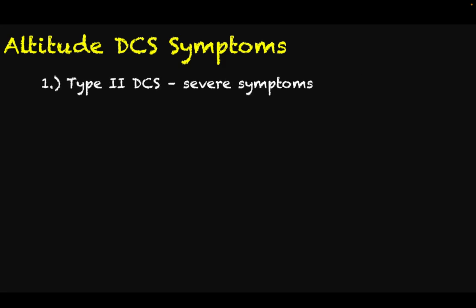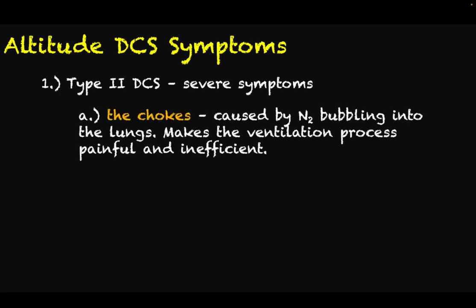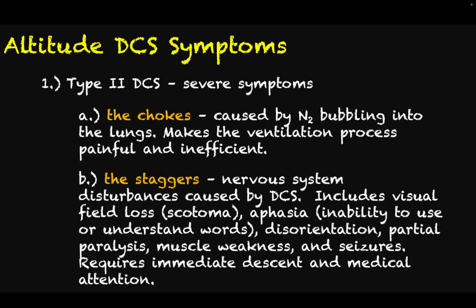The type 2 DCS symptoms, which again are severe and signify a definitive medical emergency, we'll start with the chokes, which is caused by nitrogen bubbling into the lungs. So this is actually going to take up some vital volume space in the lungs, and it's going to make the ventilation process not only painful, but inefficient. So this is going to make breathing very painful and very labored, and as you can imagine, if this continues, this is going to bring hypoxia into the conversation as well, because you're not doing a good job of getting external respiration to occur at that point.